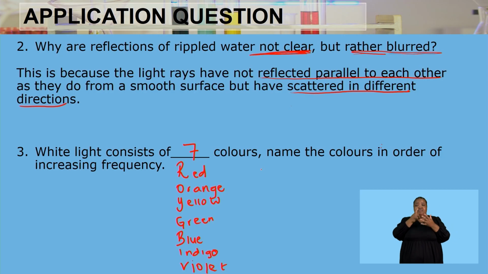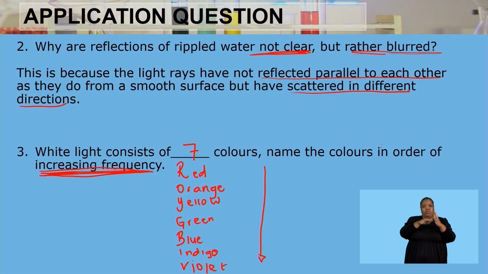Remember, as we are going from red all the way down to violet, we are increasing in terms of frequency. And if you are increasing in terms of frequency, that means the wavelength of these colors is going to be decreasing. Because the relationship between frequency and wavelength is that when one increases, the other has to decrease. If wavelength is increasing, frequency must decrease. If wavelength is decreasing, frequency must increase. In this case, frequency is increasing, so therefore the wavelength is decreasing.